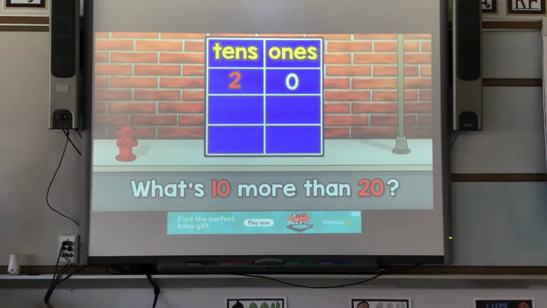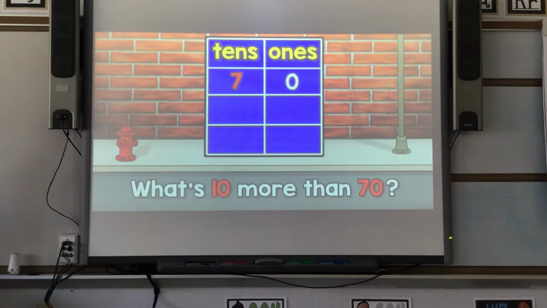What's 10 more than 20? Add a 1 to the tens place. 10 more than 20 is 30. Okay. What's 10 more than 50? Add a 1 to the tens place. 10 more than 50 is 60. Okay. What's 10 more than 70? Add a 1 to the tens place. 10 more than 70 is 80.